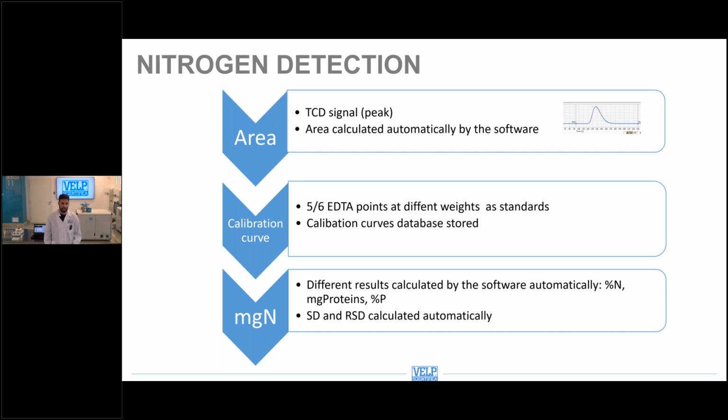This is important because thanks to the calibration curve, the DUMA software can correlate the area of the peak to the milligrams of nitrogen. Once the calibration curve is ready, the software automatically calculates the nitrogen content, the percentage of nitrogen and protein, and if analyzing multiple samples, you can calculate the standard deviation and the relative standard deviation.